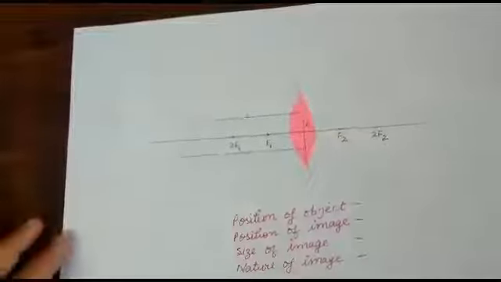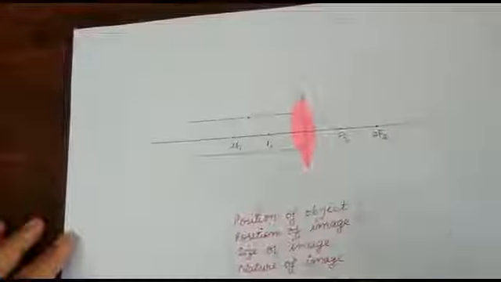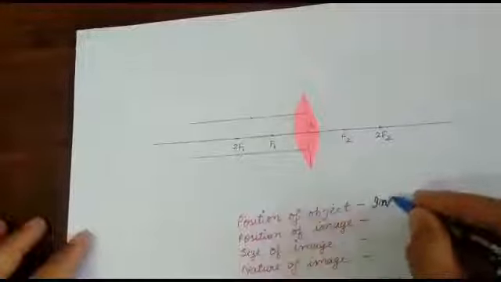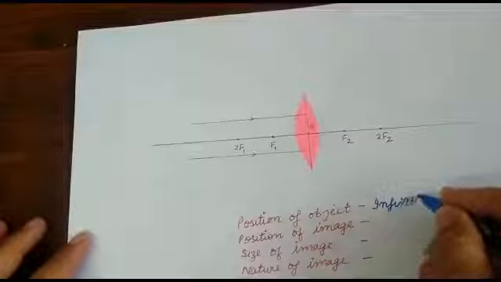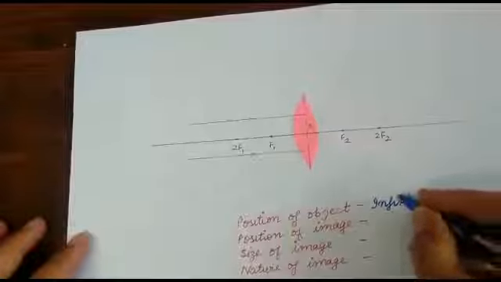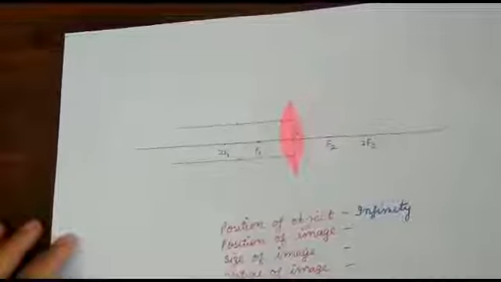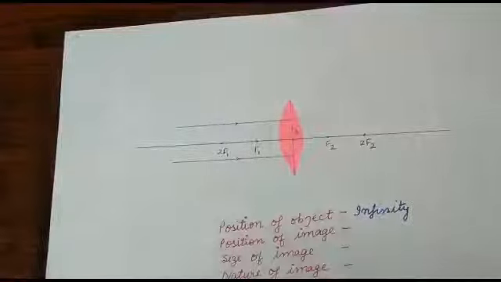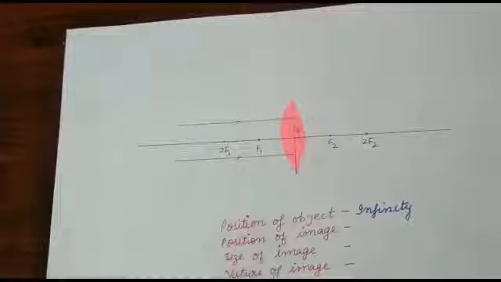Let's get started with the first ray diagram for the convex lens. The position of the object is at infinity. Infinity means the object is very far away from the lens. So when the object is very far away from the lens, we consider that parallel light rays are coming from the object.